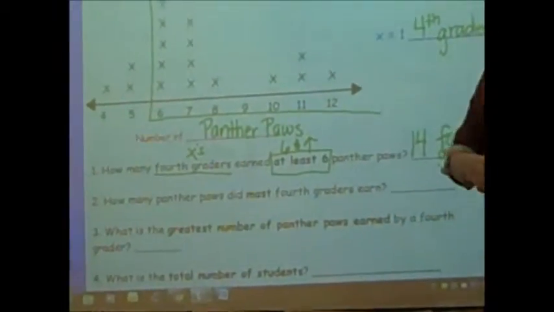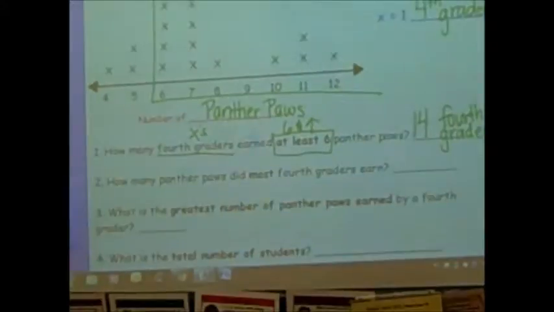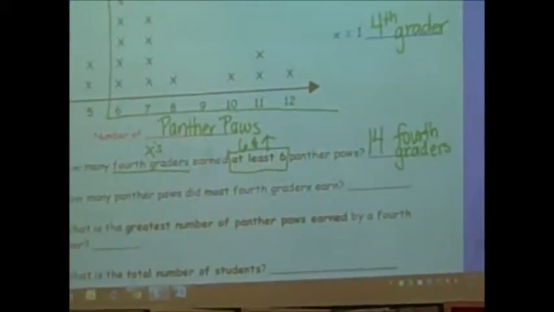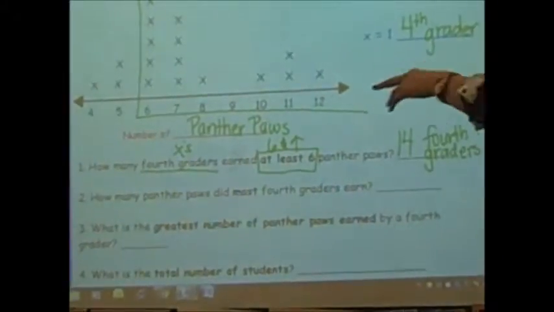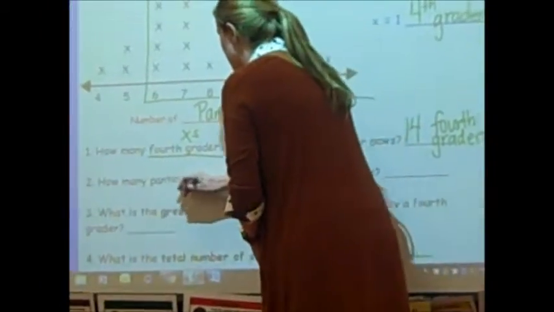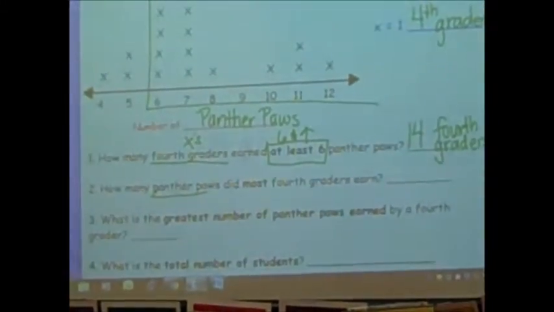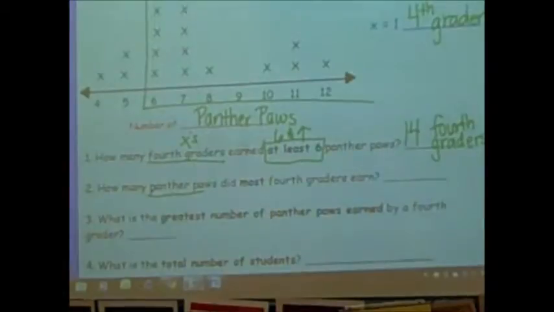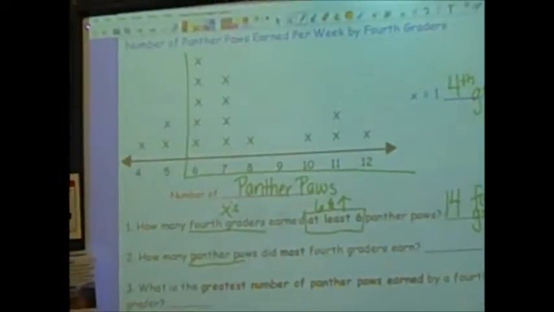Really taking the time to look at the question and say, what are they asking for? Are they asking for Panther Paws or are they asking for students? That is really going to help you analyze these plots. How many fourth graders lets me know I'm counting X's. How many Panther Paws lets me know I'm thinking of something else and I'm not just counting my X's. How many Panther Paws did most fourth graders earn? What do you think we would do for that one?